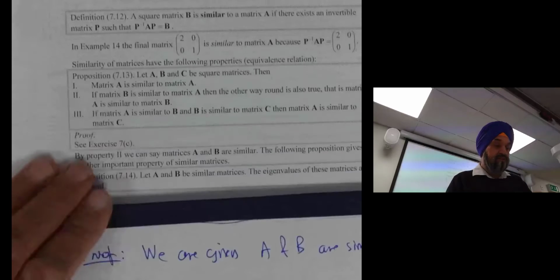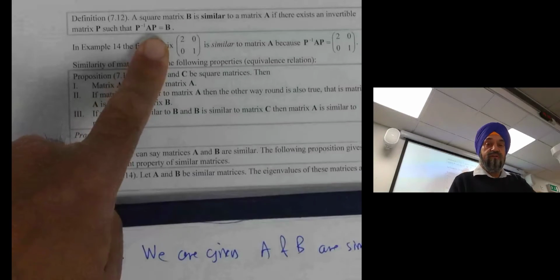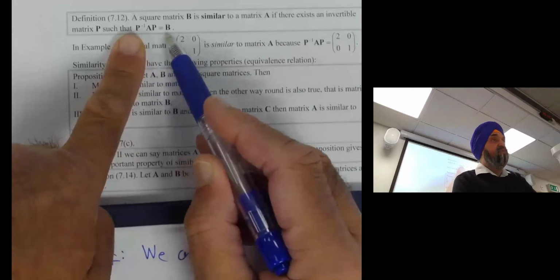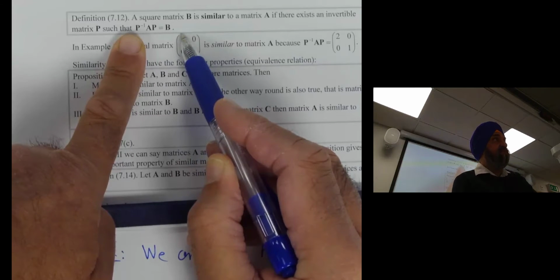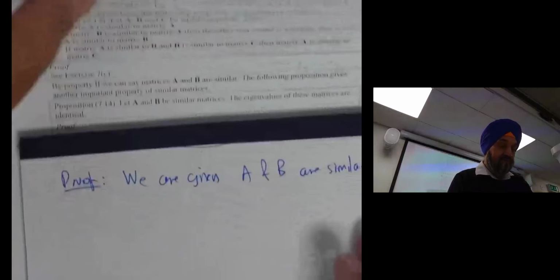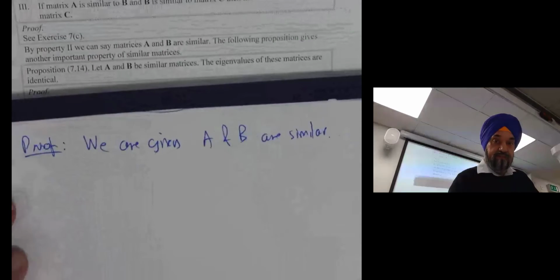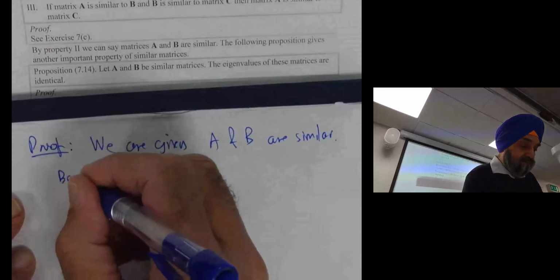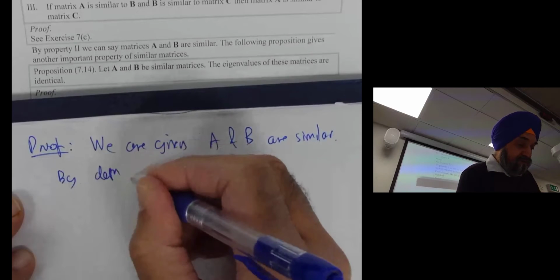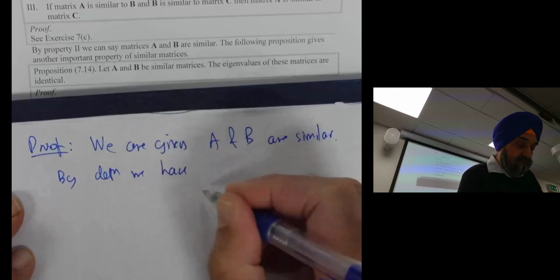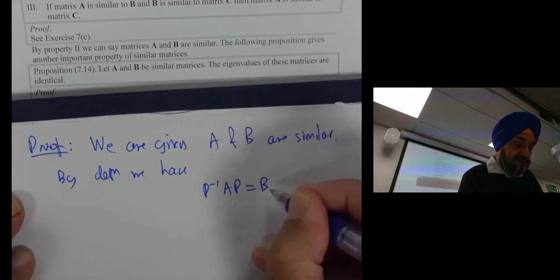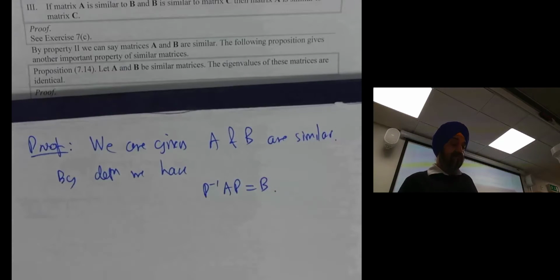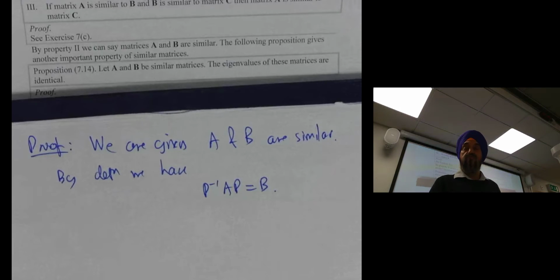Look at the definition. That means there's an invertible matrix P such that P minus 1 AP is equal to B, doesn't it? If A and B are similar, you must have an invertible matrix. So by definition, we have P minus 1 AP is equal to B, haven't we? Now, what do we need to show?